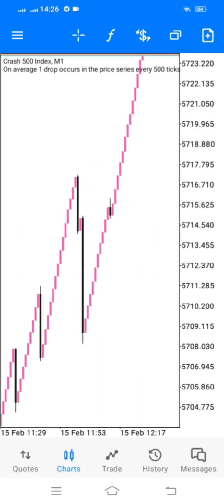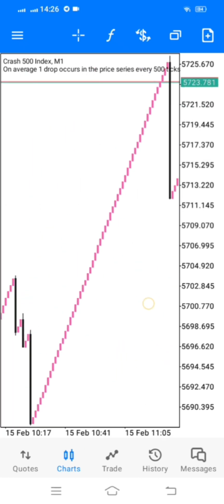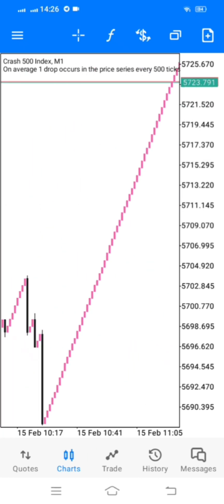Okay, so this is a scalping strategy. It works on all Boom and Crash pairs. You are going to be very profitable with the strategy if you follow the rules. Remember, with all strategies that I post, the trend is always your friend.